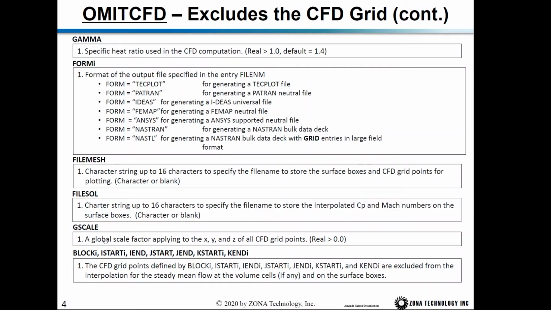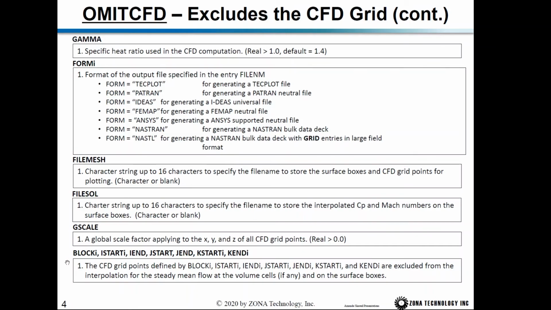G scale is a global scale factor applied to the X, Y, Z of all the CFD grid points, and after that you have a block I start, I N, J start, JN, K start, KN. So in the structured mesh, you have this because it can be a multi-block structured mesh.